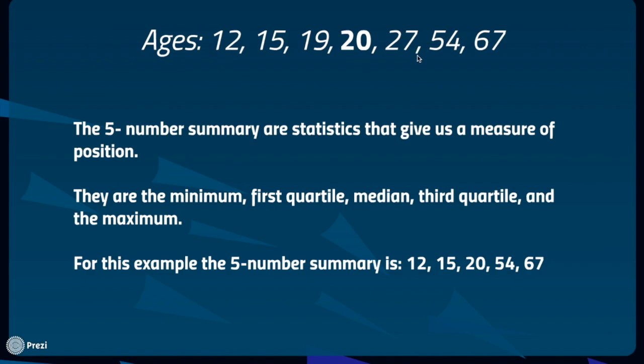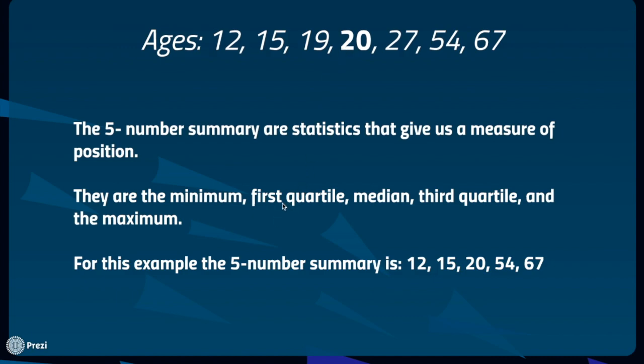And since there's an odd number of pieces of data, the median would be 20, the number that's dead set in the middle. Now the median breaks up the list into 2 sections, the lower half and the upper half.